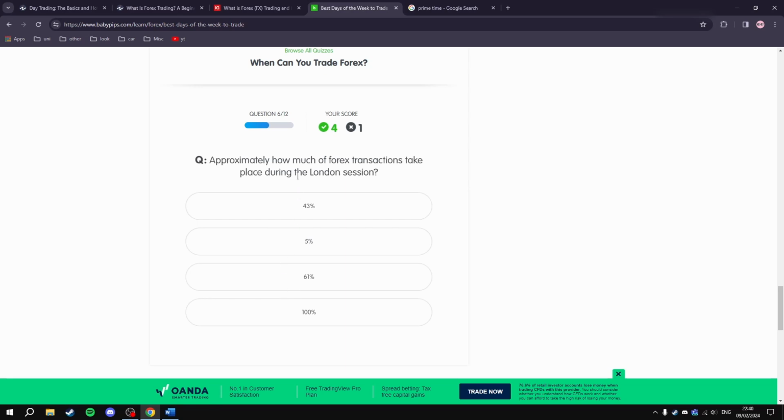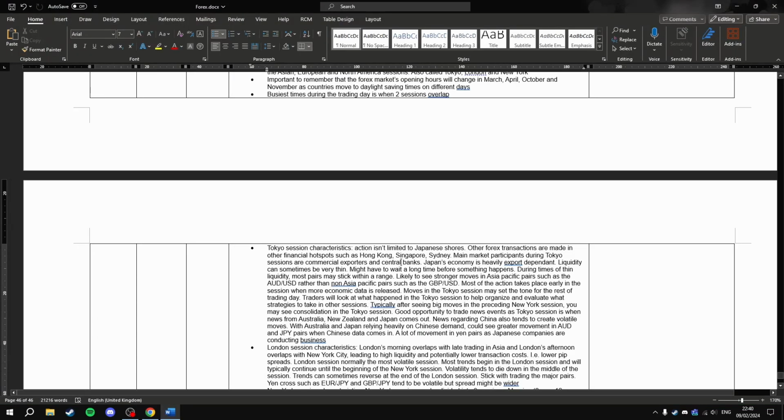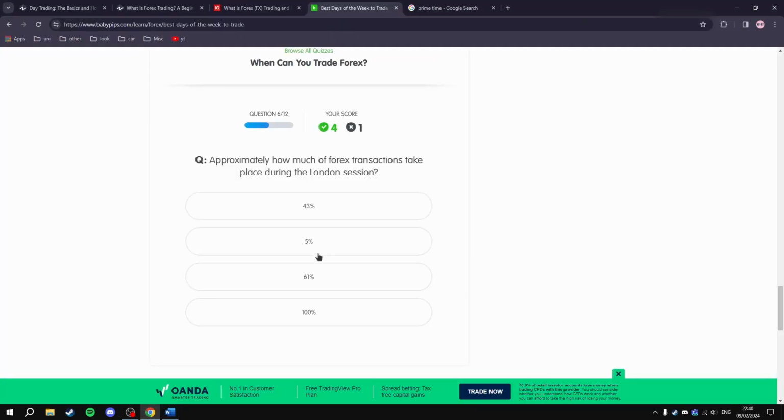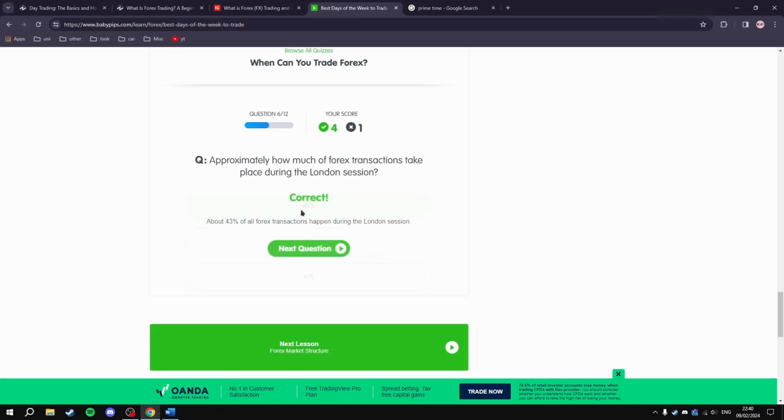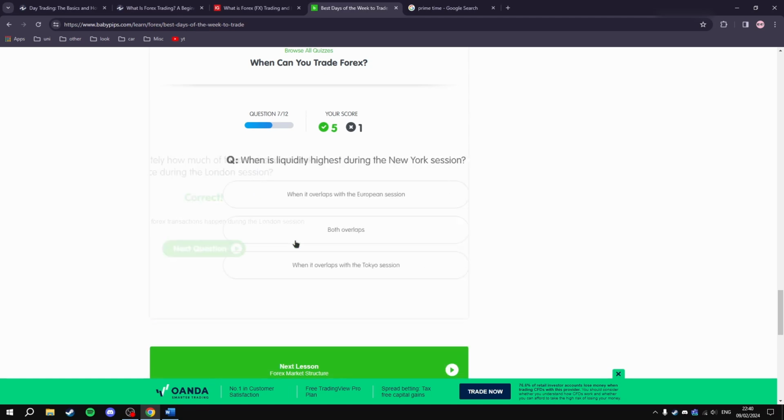Oh, because of low liquidity, it's not really attractive for traders to just go in because they can't make that much profit. So, yeah. Approximately how much of Forex transactions take place during the London session? That's 43. Correct, about 43% of all Forex transactions happen during the London session.